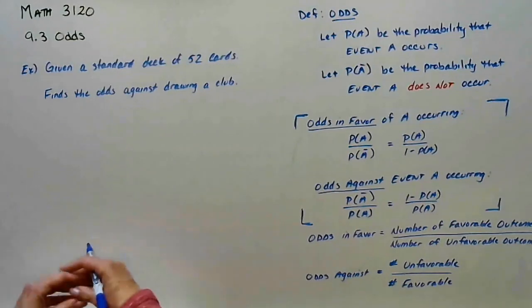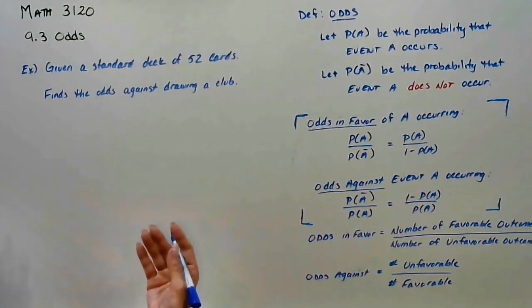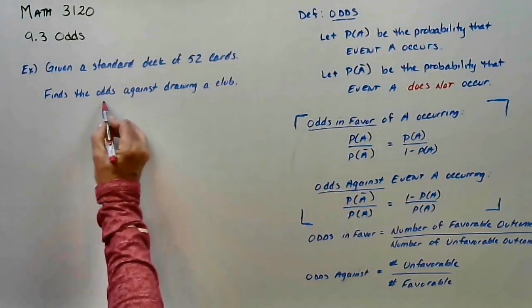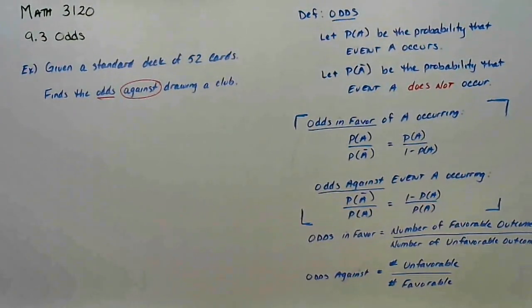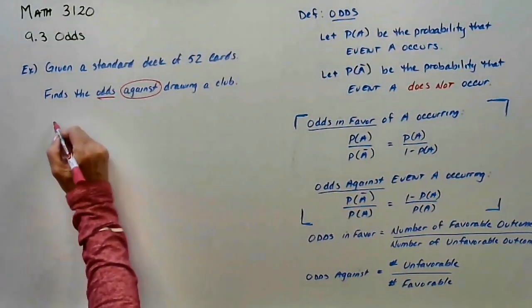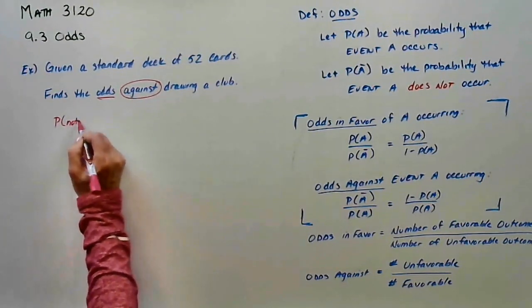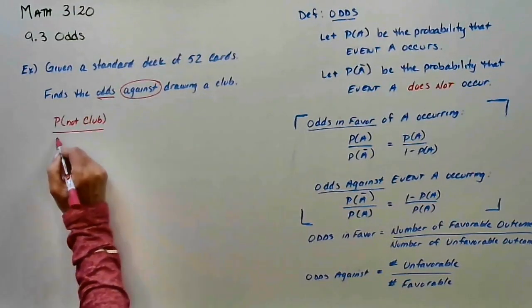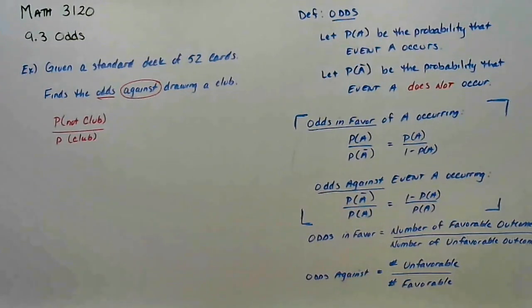So if somebody had a deck of cards and they fan them out and they say, okay, find the odds that you won't draw a club. You won't get a club. Now if I annotate this, I'm looking at odds and I'm looking at against. So that means I want it not to happen. So that's the same as the probability, since it's against, of not being a club over the probability of it actually being the suit of a club.